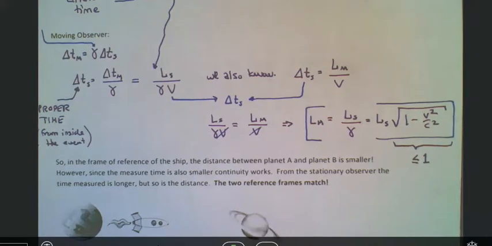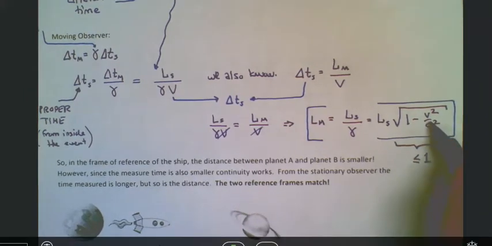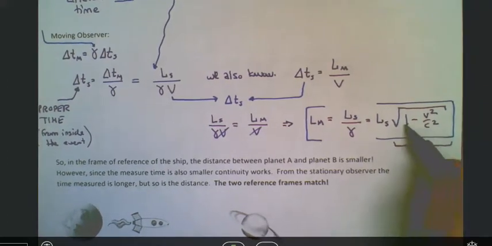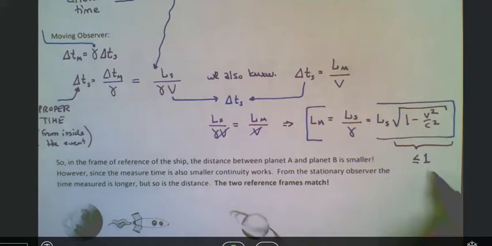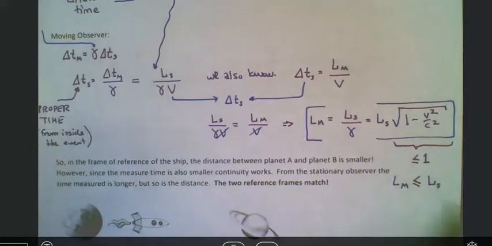It's always less than or equal to 1, because no matter what, this small term, although it could be close to 0, it's 0 if you're not moving, and 1 minus nothing is 1, square root of 1 is 1. This tells us that Lm will always be less than or equal to Ls. This is a huge concept here.